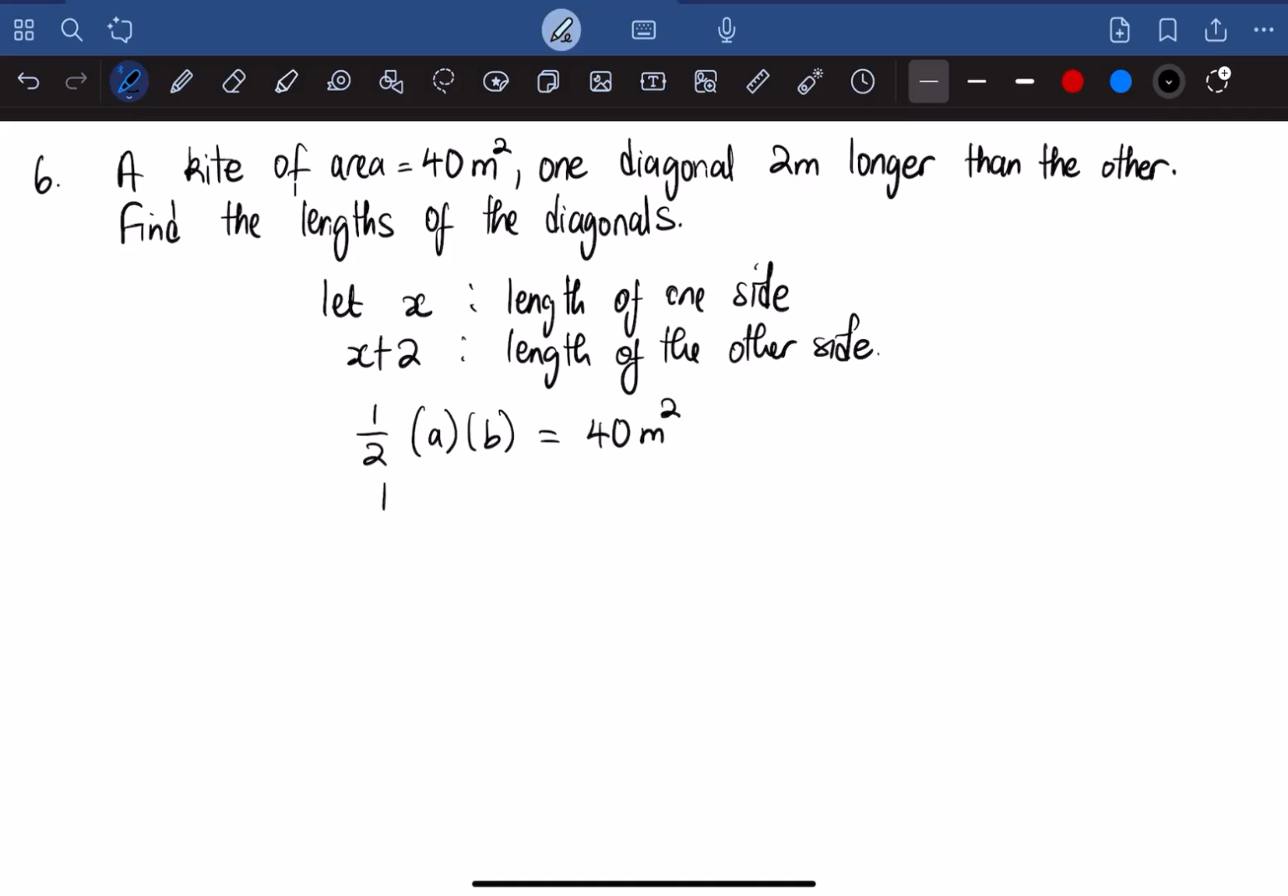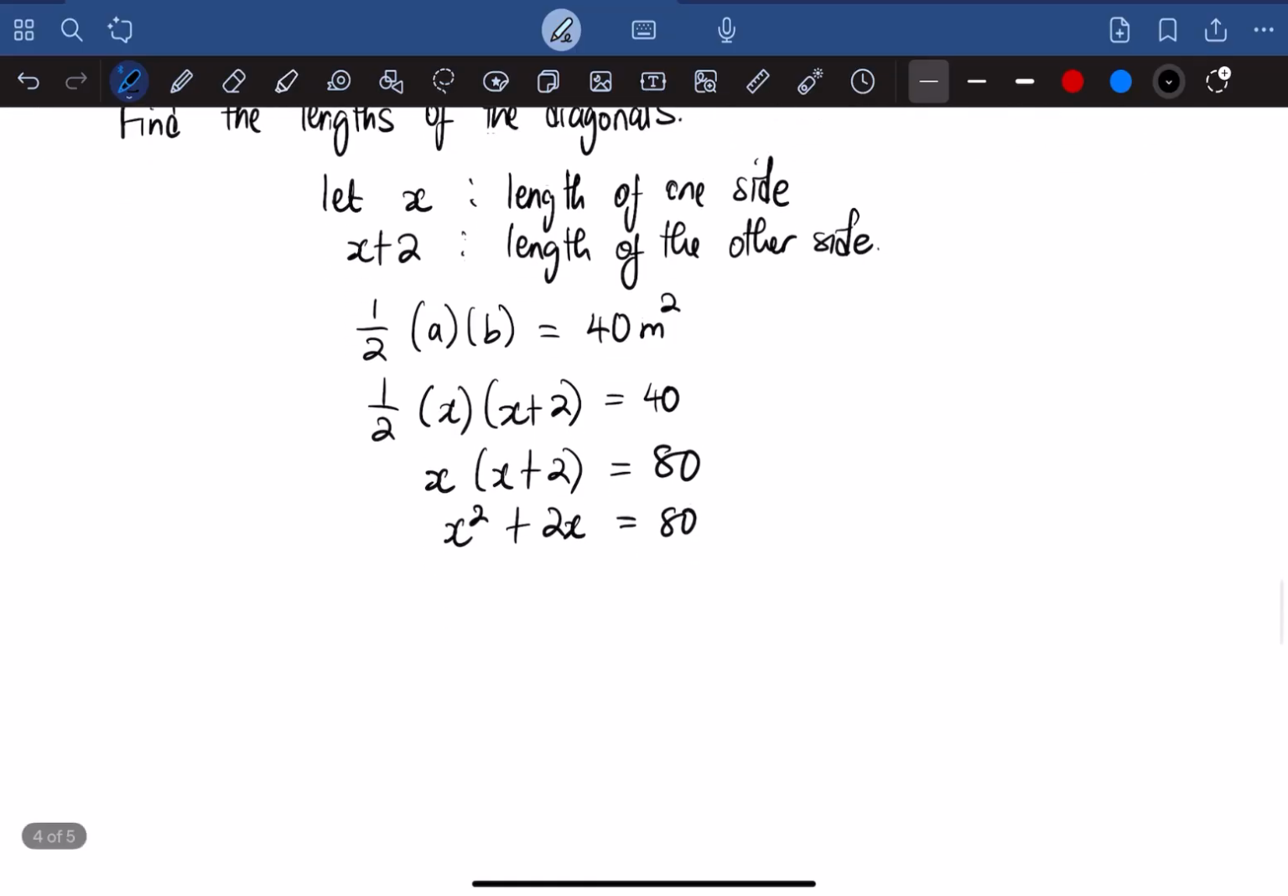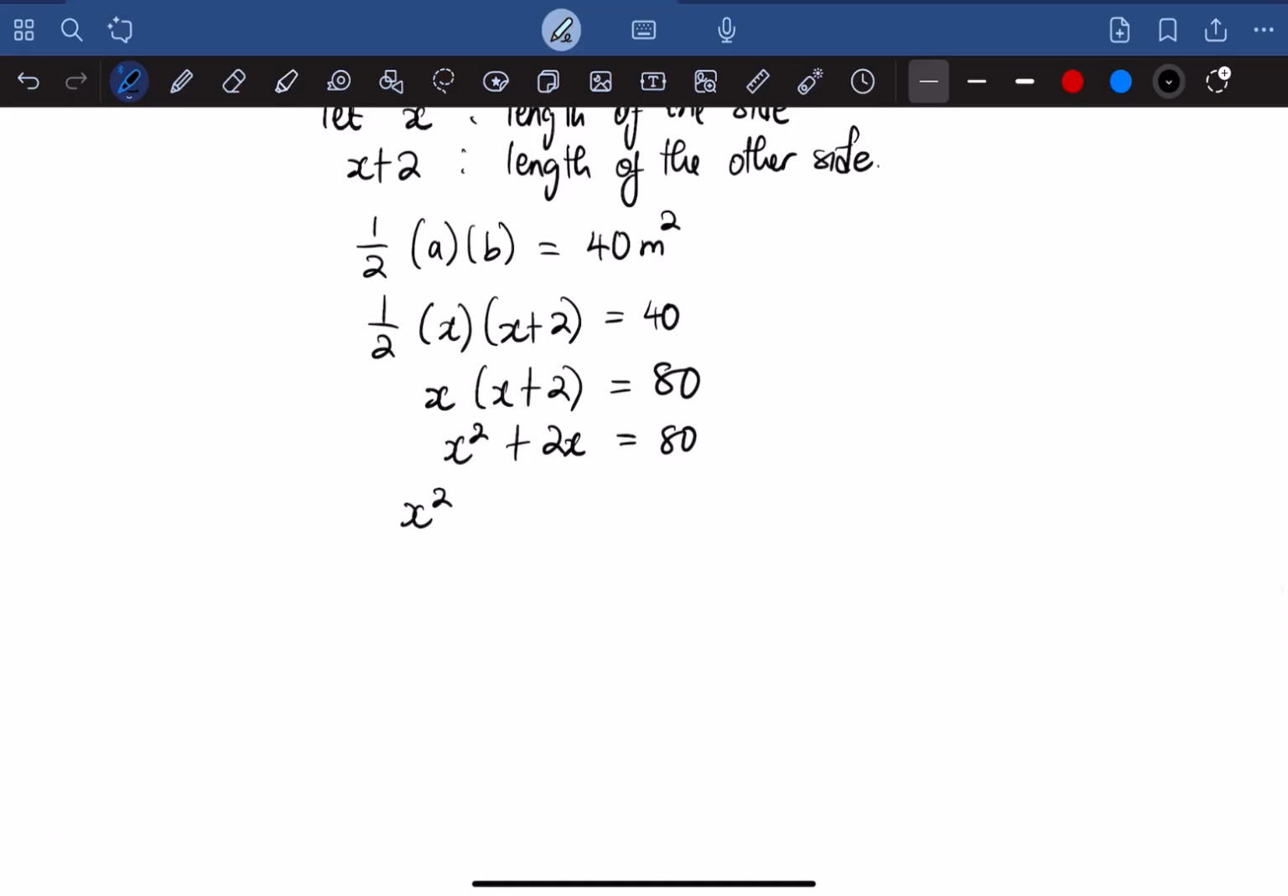So I'm going to say half, my A is x, my B is x plus 2 is equal to 40. Then I'll get rid of this fraction right there. So we multiply everything by 2, and I remain with x multiplied by x plus 2 is equal to 2 times 40, that is 80. x squared plus 2x is equal to 80. I'll take 80 to the other side so that I remain with a quadratic equation, and that would be x squared plus 2x minus 80 is equal to 0.